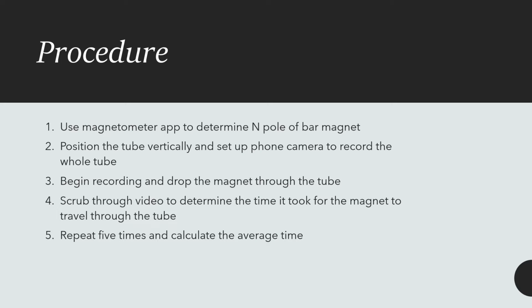Moving on to the procedure, I used a magnetometer app to determine the north pole of the bar magnet, positioned the tube vertically and set up a phone camera to record the whole tube, recorded myself dropping the magnet through the tube, and then looked at the video to determine the time it took for the magnet to travel through the tube. And then I repeated this 5 times and calculated the average time.